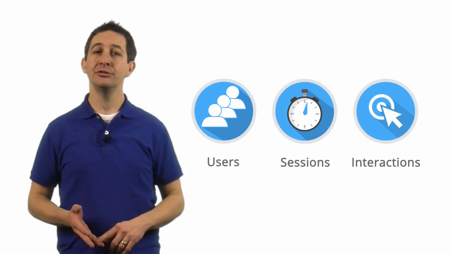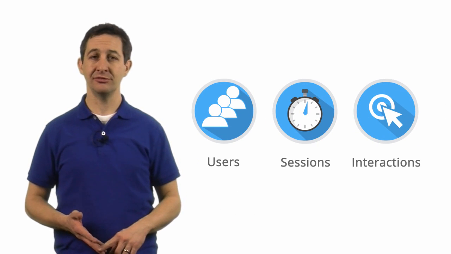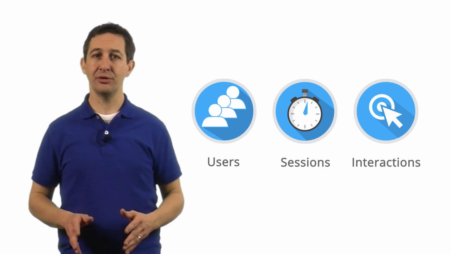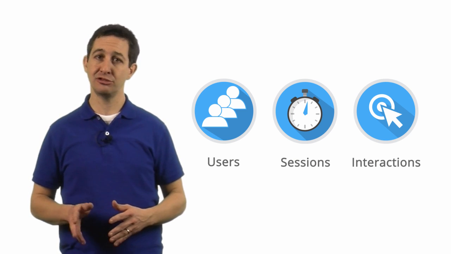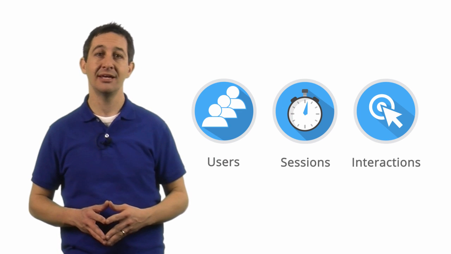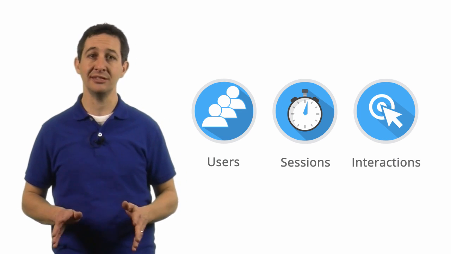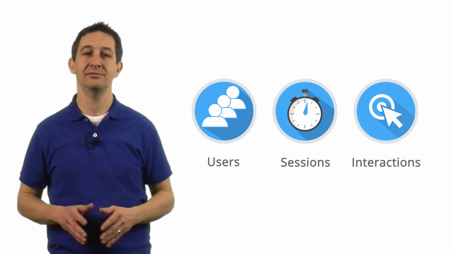Google Analytics uses a data model with three components: users, sessions, and interactions, to organize the data you see in your reports. These three components are derived from the hits that the tracking code sends to Google Analytics. In this lesson, we'll focus on how Google Analytics transforms these hits into users and sessions.